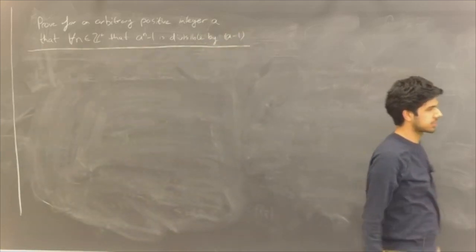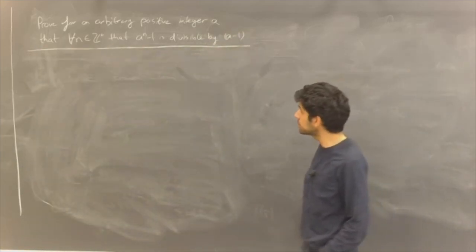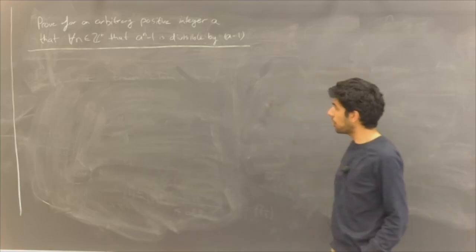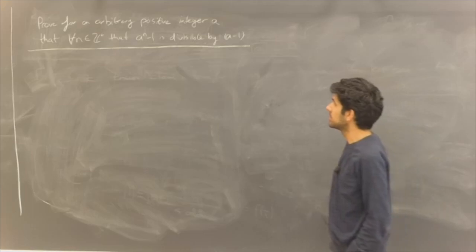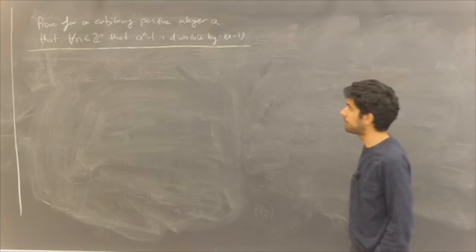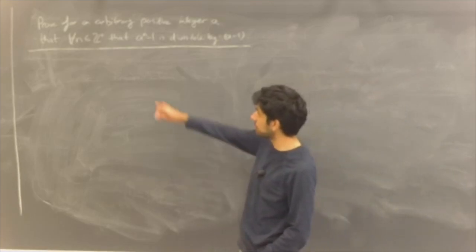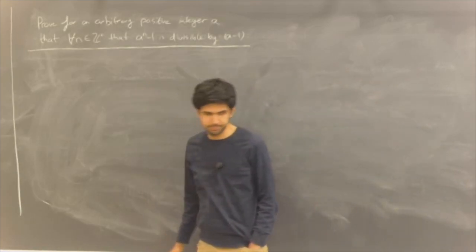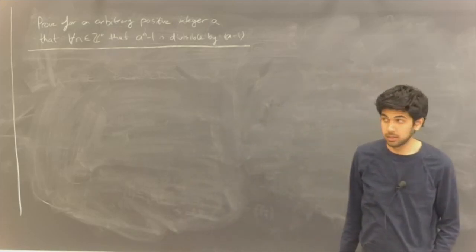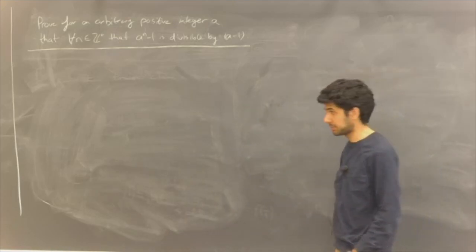Okay, here's our next question. Prove for an arbitrary positive integer a that for all positive integers n, that a to the n minus 1 is divisible by a minus 1. So we see a universal quantifier, so we're prompted to think induction. And so let's try that.